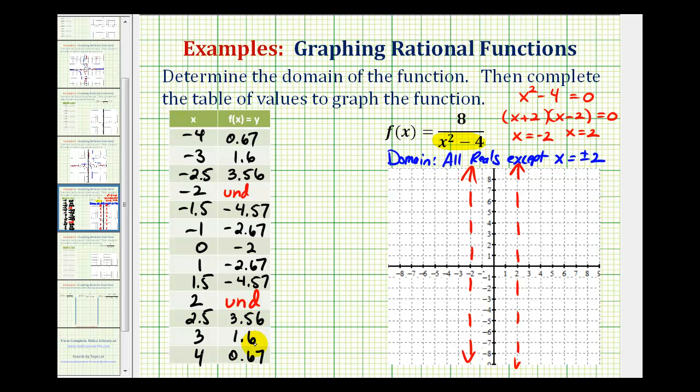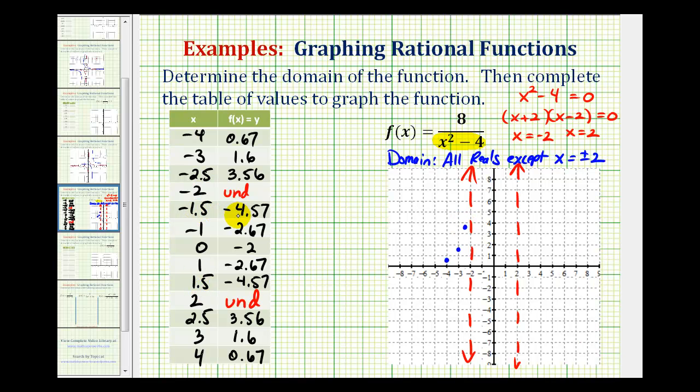Notice how you do see some repetition of the y values or function values, and that's because of the symmetry of the graph. So now I'll go ahead and plot these points and sketch the function. Let's start with the leftmost piece of the function. So we have negative 4, 0.67, somewhere in here. Negative 3, 1.6. Negative 2.5, 3.56, somewhere in here. And now we have the values between negative 2 and positive 2.